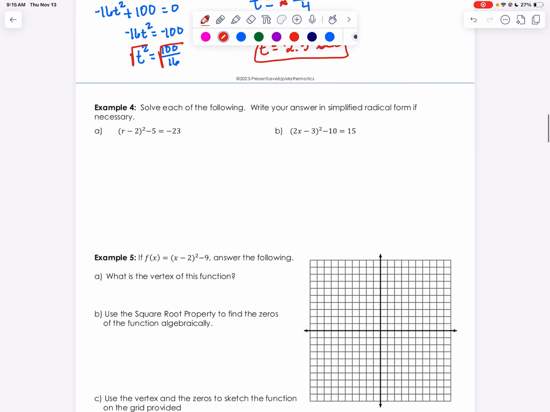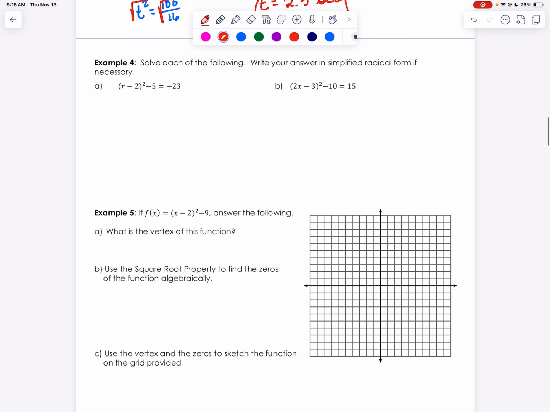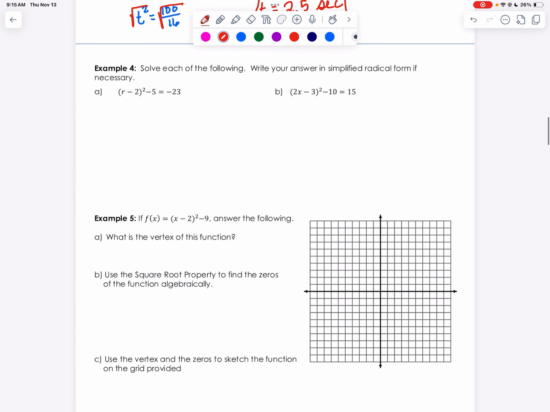All right, example 4. Solve each of the following. Write your answer in simplified radical form if necessary. So in problem A, we have r minus 2 squared minus 5 is equal to negative 23. So I'm going to start out by adding 5 to both sides, and that would give me r minus 2 squared equals negative 18.